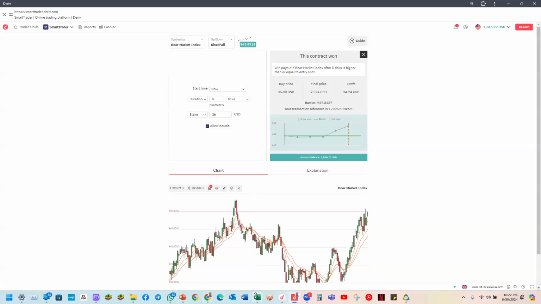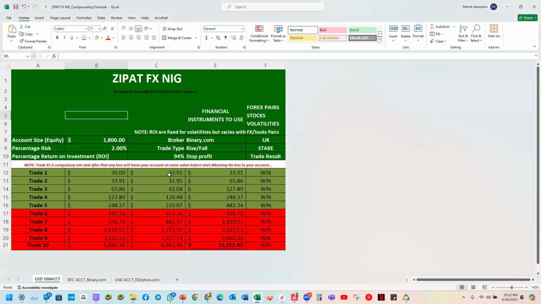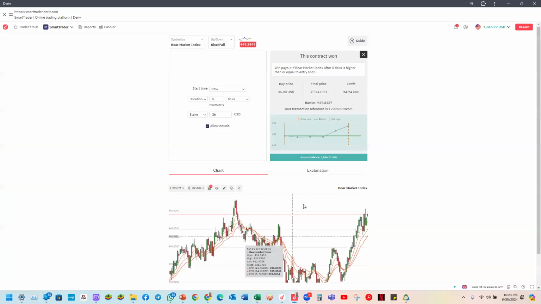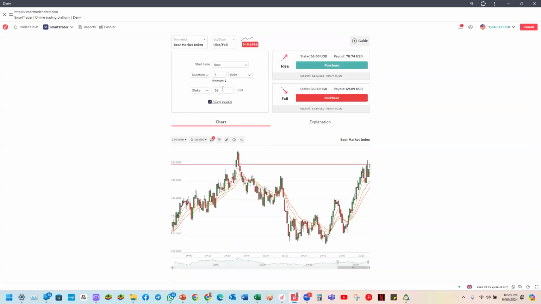Now this 34.74, I'll come back to my Excel now. Look at this my Excel. Okay, so that's 34.74. Here it is 33 because the percentage is not the same. I'm not using the right percentage here. If I use the right percentage here, it will reflect that. But then my next investment will be 34.74. So here I will come and type 34.74.